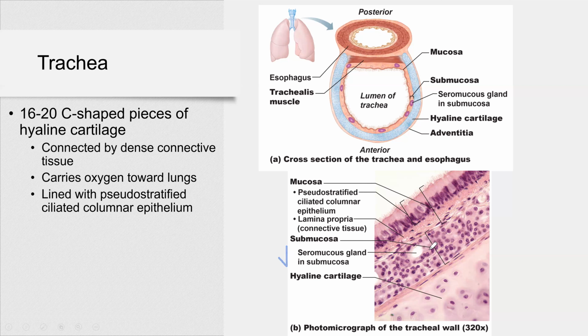So they produce serous fluid and mucus, right over here. And then we have hyaline cartilage right here, and we do have a small amount of muscles as well. You do have smooth muscle in trachea, and adventitia is not shown over here, but it's also connective tissue covering the trachea. Right.